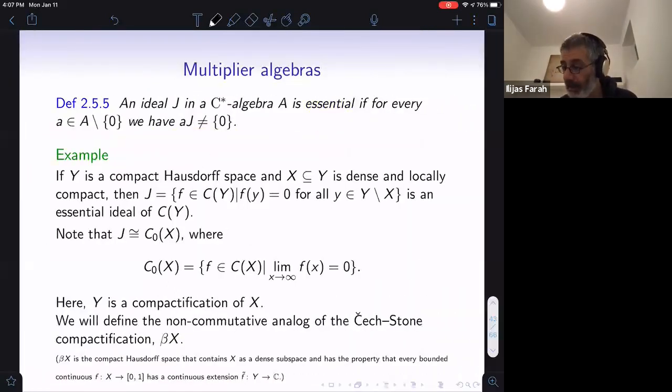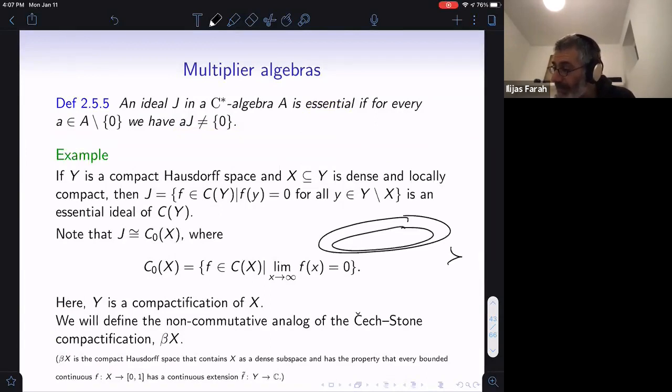Now in this context, let me draw it once again. So X is sitting as a locally compact and dense subspace of Y with induced topology. Y is what is called the compactification of X, something that you may have seen before. The goal of defining multiplier algebras is that they're really non-commutative analogs of the Čech-Stone compactification, sometimes also called Stone-Čech, depending on whether you think of Čech as coming before S or after S.